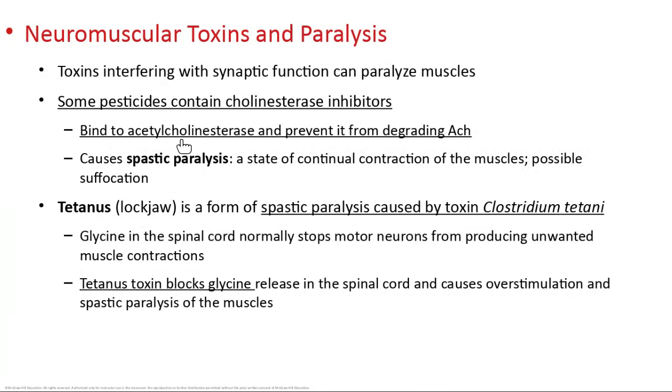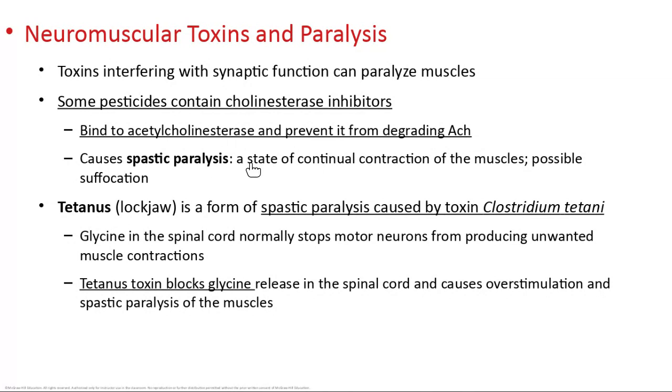As far as neuromuscular toxins and paralysis that can affect our muscles, some pesticides actually contain cholinesterase inhibitors. What this means is that they bind to acetylcholinesterase and prevent it from degrading ACH. In a person who has a normal number of ACH receptors, we're going to have continual activation of these ACH receptors, because you're inhibiting ACHE. So this causes what's known as spastic paralysis.